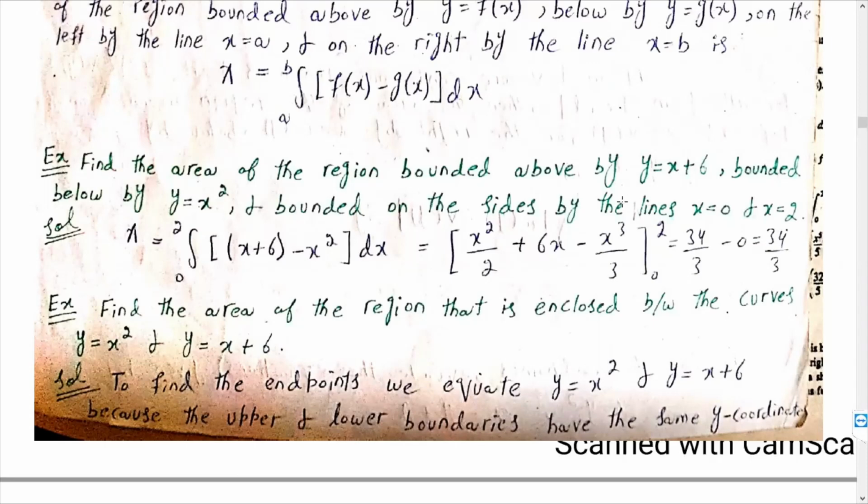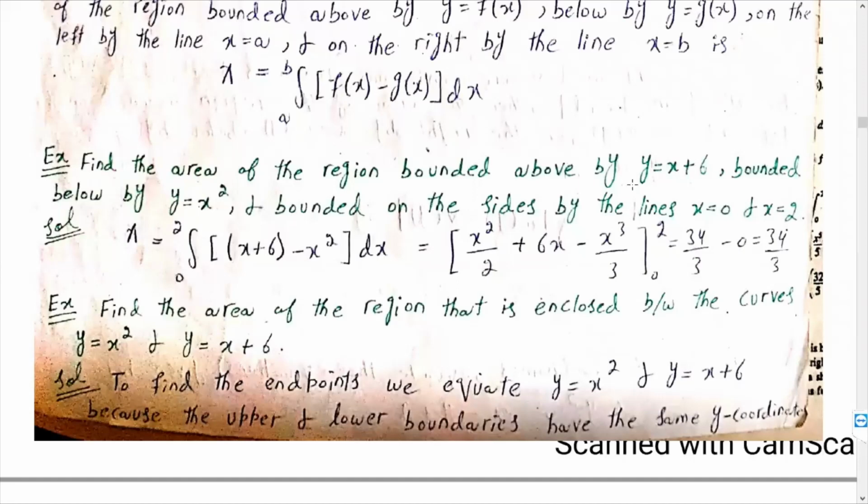Now first see what kind of problem this is. Is this a first area problem or the second area problem? If both the functions are in the form of y equals f of x, then this is the first area problem. So you have to do upper function minus lower function, or top function minus bottom function, you can say.